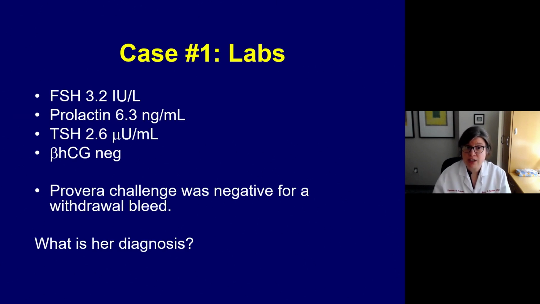So in our patient, there were 4 labs that were done. One was an FSH. The FSH came back normal at 3.2. The prolactin and TSH were normal, and her pregnancy test was negative. Subsequently, she was given a Provera challenge, which was negative for a withdrawal bleed. So my question is, what is her diagnosis? I'll give you a couple of seconds to think about that.